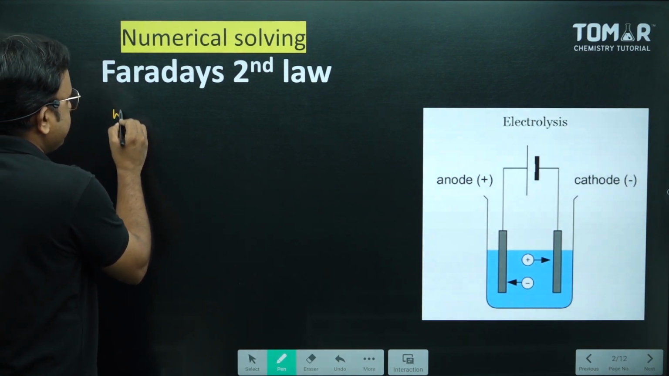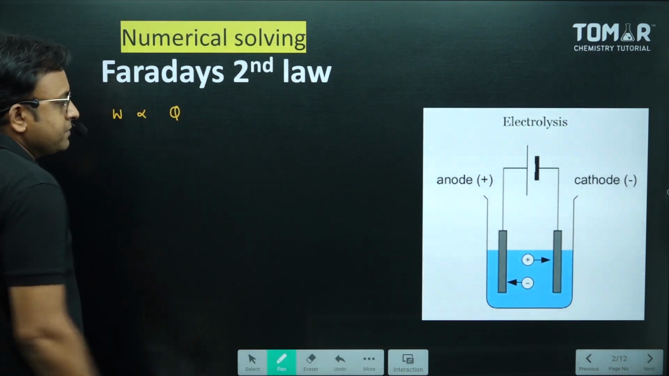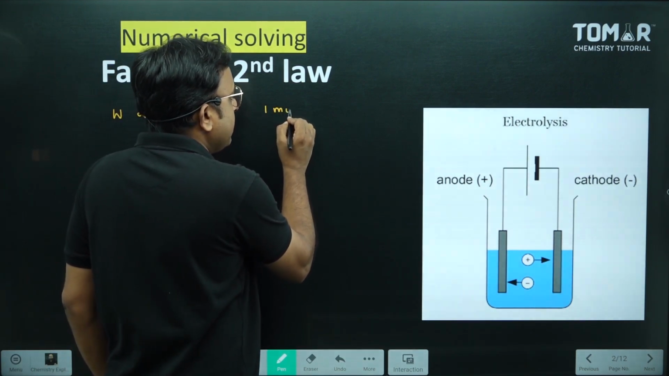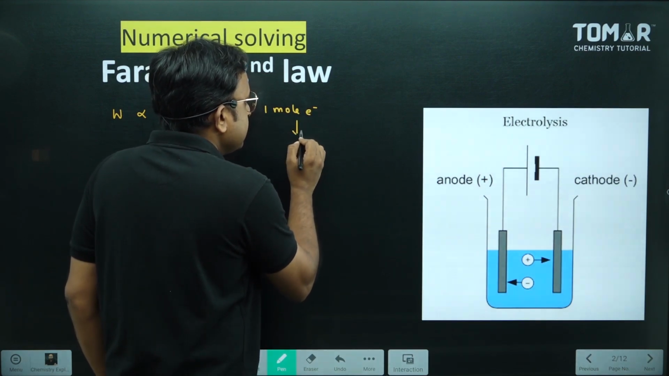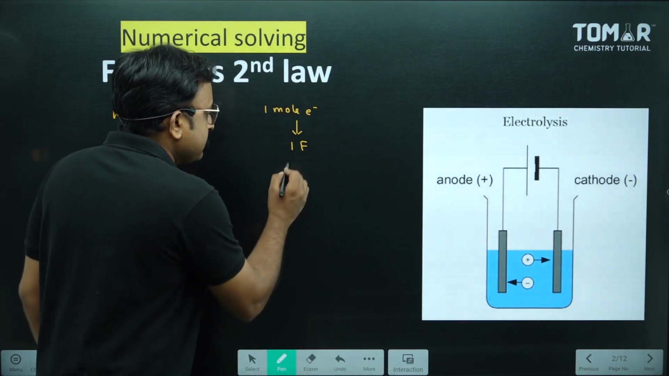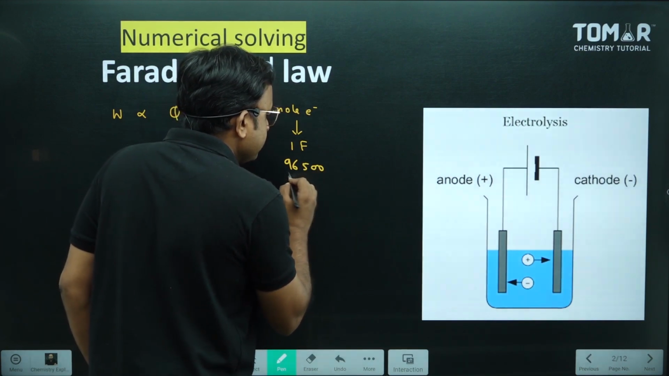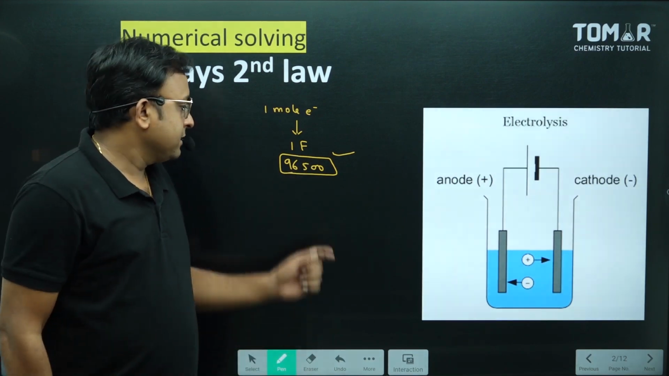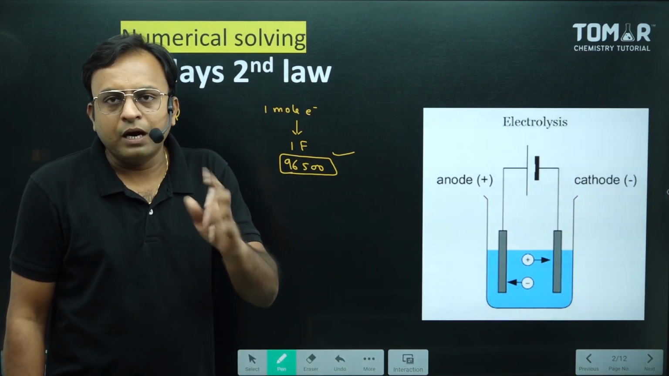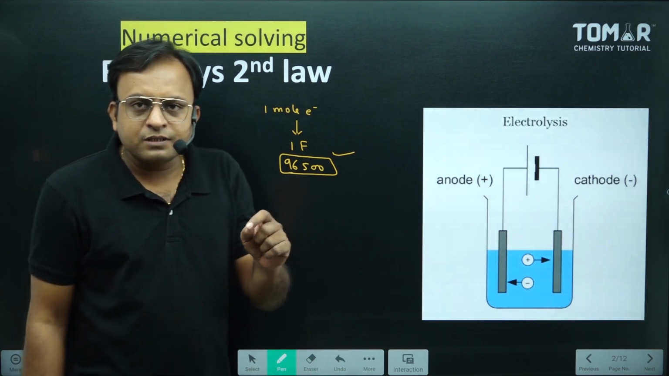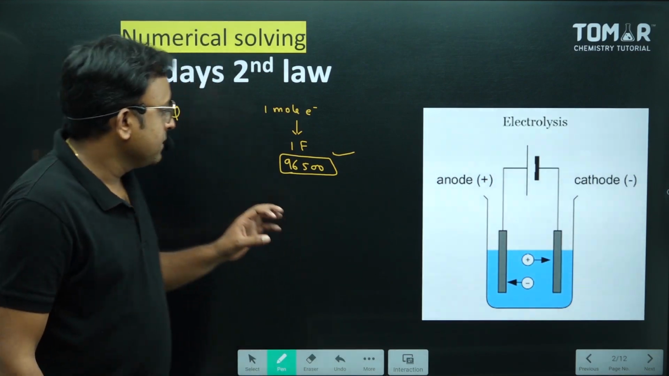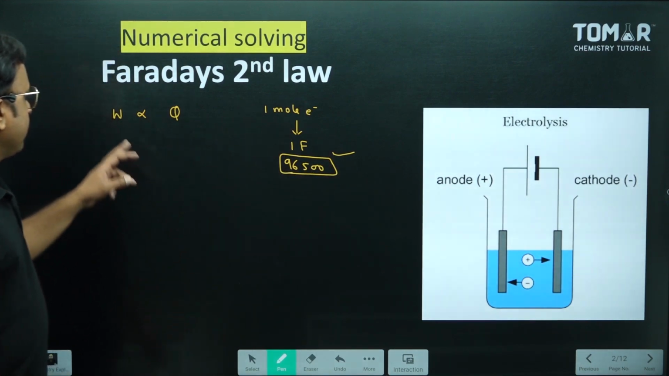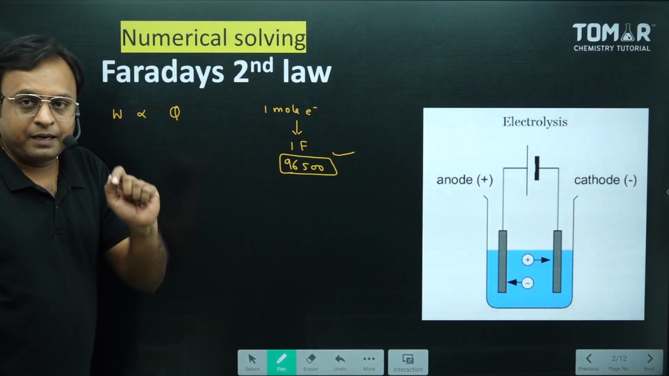as you know, the weight deposited is directly proportional to charge supplied. Now, what did Faraday say? Faraday said, the charge of one mole of electrons is equal to 1 faraday, that is 96500 coulomb. Actually it is 96477 coulomb, but to ease the calculation, we take 96500 coulomb.